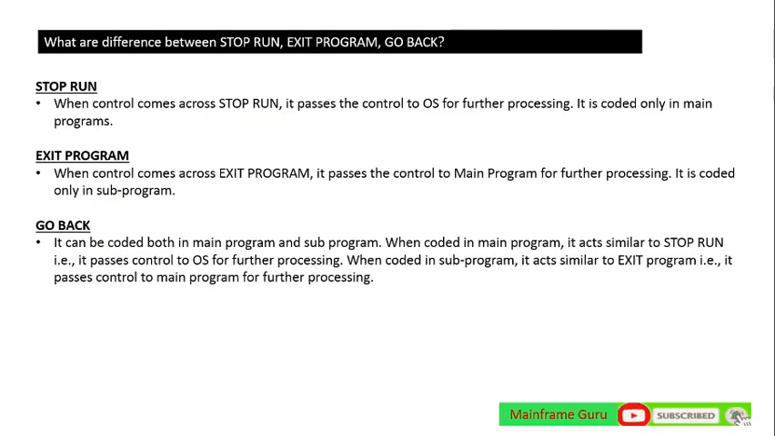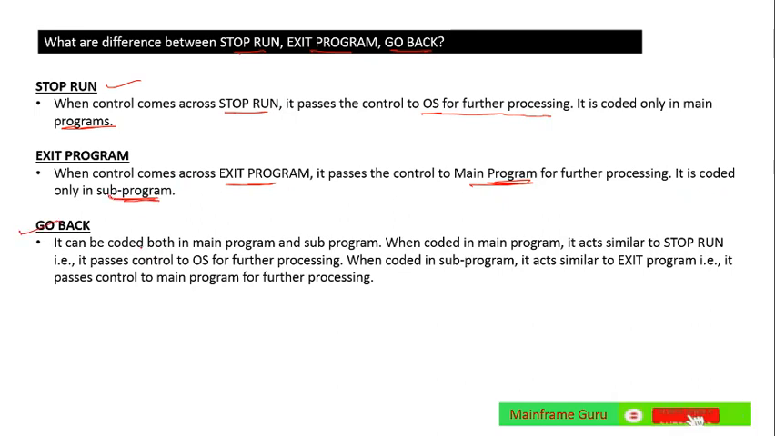Next is, what are the differences between STOP RUN, EXIT PROGRAM, GOBACK? STOP RUN: when control comes across STOP RUN, it passes the control to the OS for further processing. It is coded only in the main program. EXIT PROGRAM: when control comes across EXIT PROGRAM, it passes the control to the main program for further processing. It is coded in subprogram only.